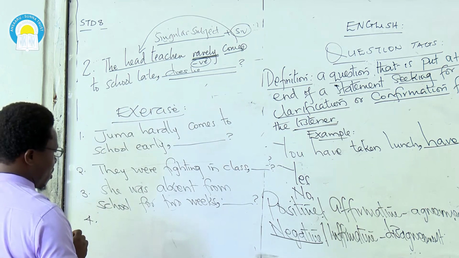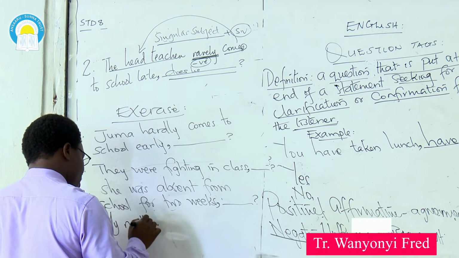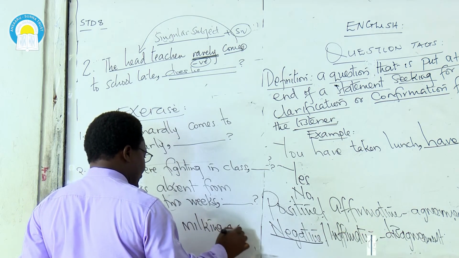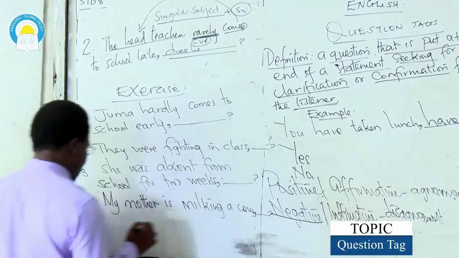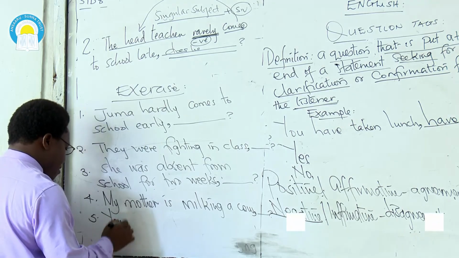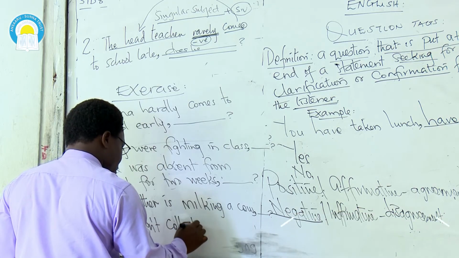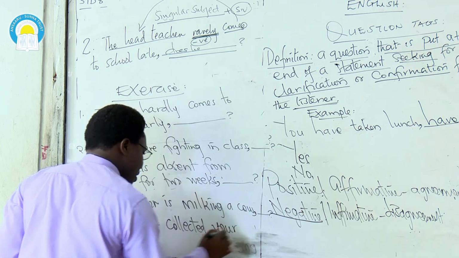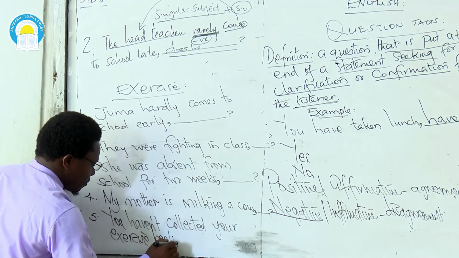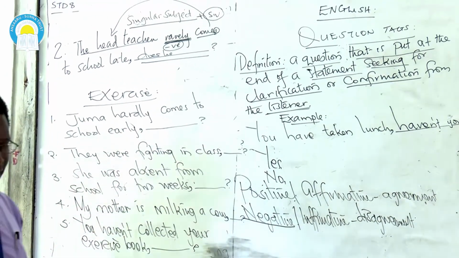4, my mother is milking a cow. And finally, number 5, you haven't collected your exercise book. Those are the 5 questions for practice.